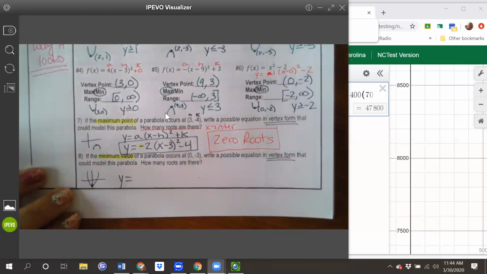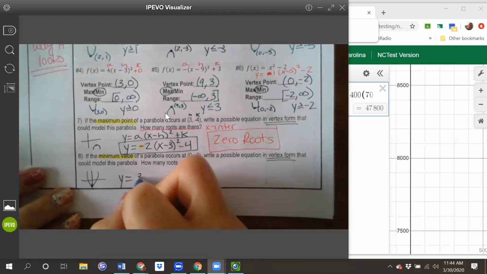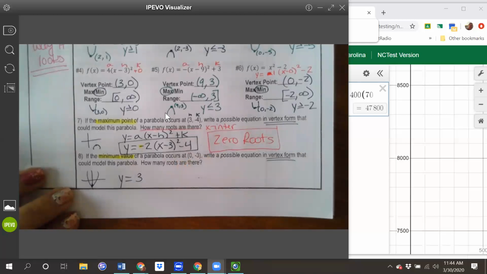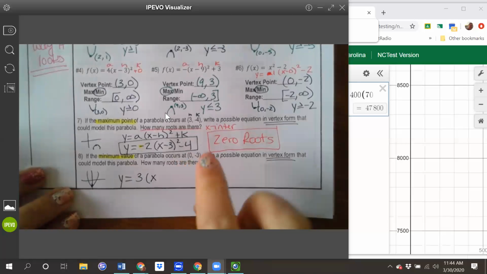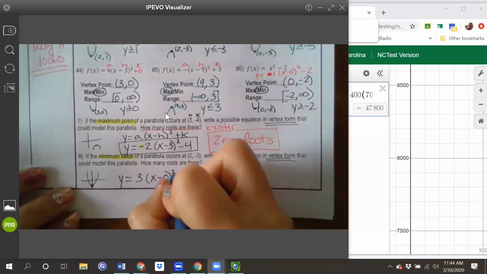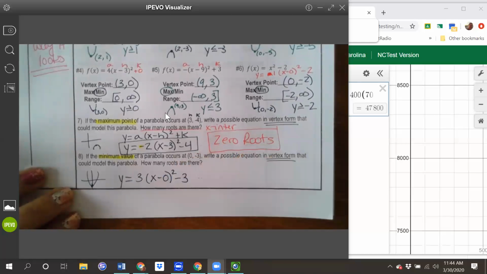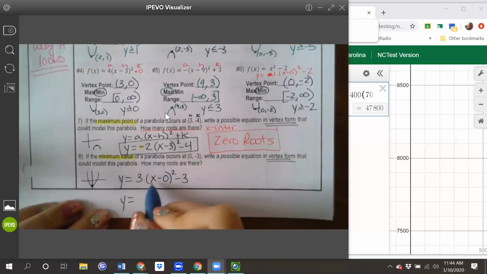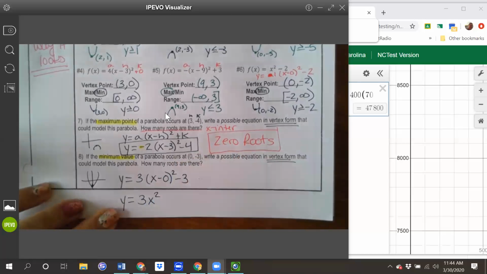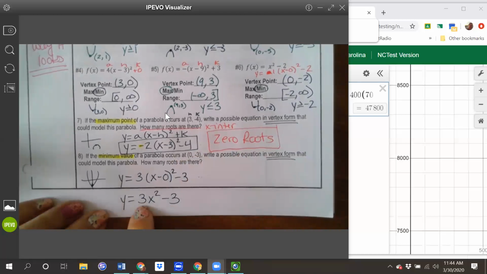Okay, so because it is a smile, I'm going to need a positive a value. How about a positive 3? All right, and then x minus 0, square it, minus 3. So if I want to clean that up a little bit, I don't need x minus 0. That's just going to be an x squared minus 3. Could that have been a 2 or a 10 or 100? Yes, absolutely. It needed to be a positive number. This is a possible solution we're looking for, so we were just looking for a positive number there.